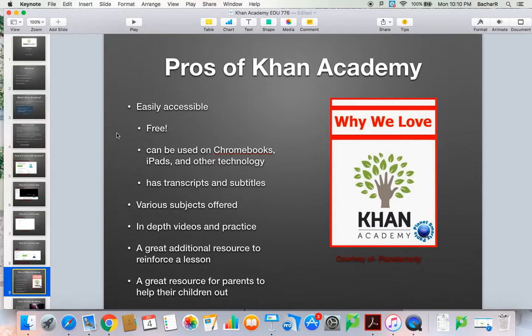The biggest key here is it's free. Many districts, especially with funding, can't always afford many websites or different apps or programs. So Khan Academy is free, and that's huge for our students. It can be used on Chromebooks, iPads, and other technology. They do have an iOS app and an Android app, or you could just use the website if you want.